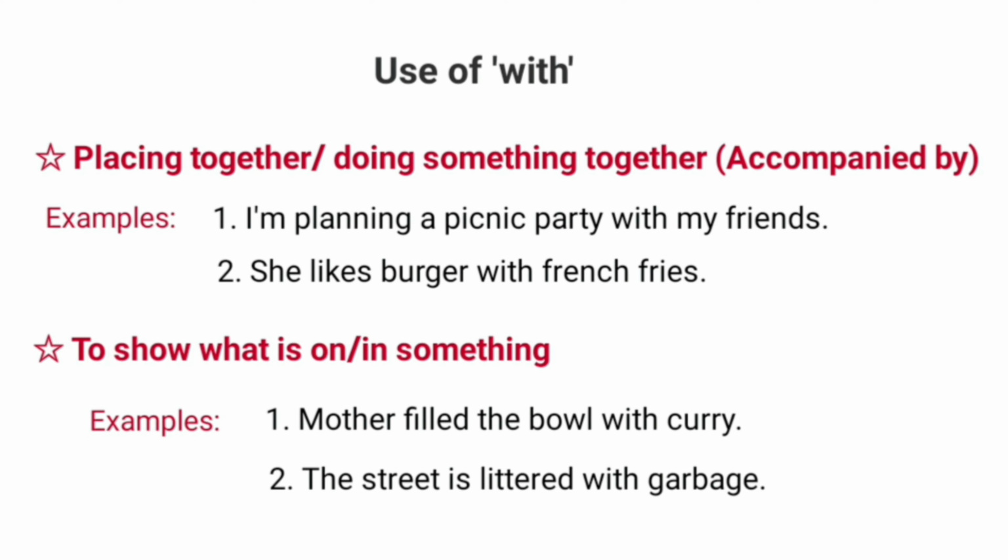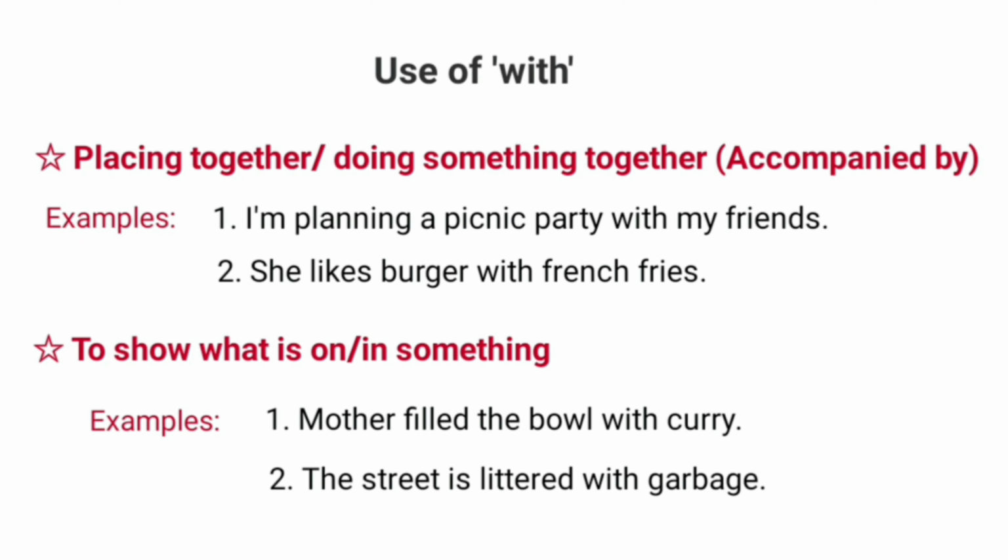Use of with. With is used for placing together, doing something together, or you can say accompanied by. Examples: I am planning a picnic party with my friends. It is an example of doing something together. Second example: she likes burger with French fries. Here, burger and French fries are placed together.